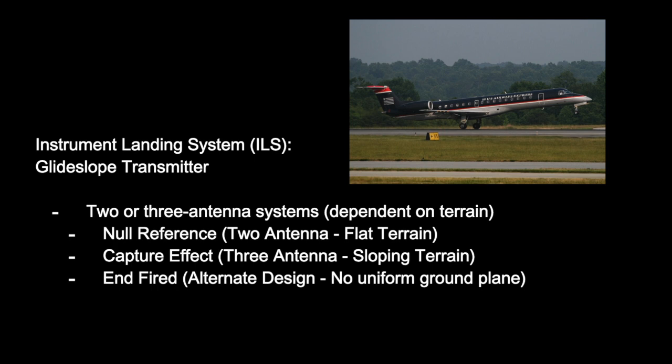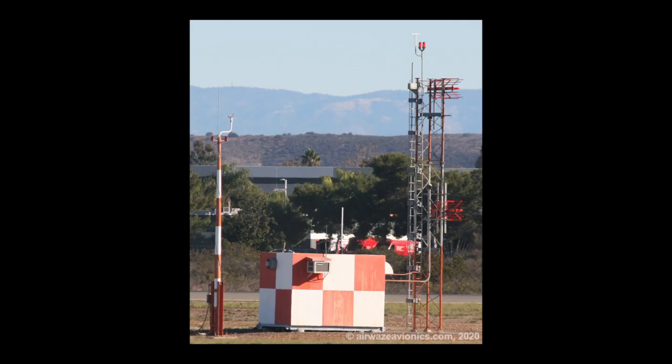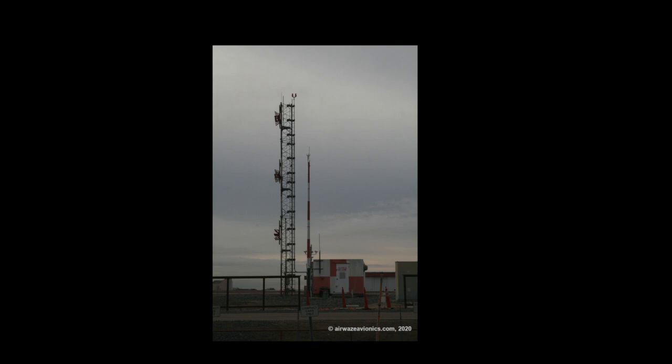There may be 2 or 3 antennas on the mast depending on the condition of the surrounding terrain. In areas with generally flat terrain, most systems will be the 2 antenna type. These are referred to as null reference systems. Systems in areas with sloping terrain or other discontinuities will use a 3 antenna system referred to as a capture effect system.